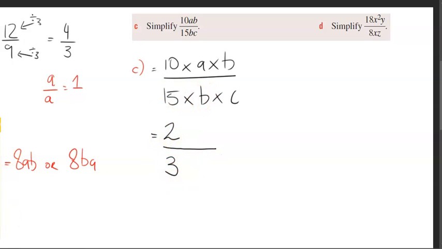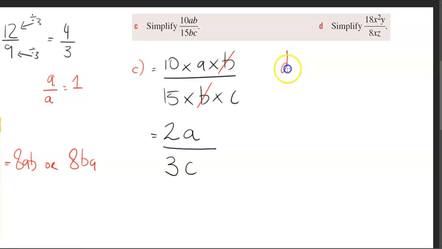Now we're just going to see if there are any letters that are similar on the top and on the bottom. We have a B with a B. And so in this case, what we're left with is just A by itself. So we have a 2A. And we're left with a C by itself. So we have 3C. And this is our final solution here. It can't be simplified any further down.